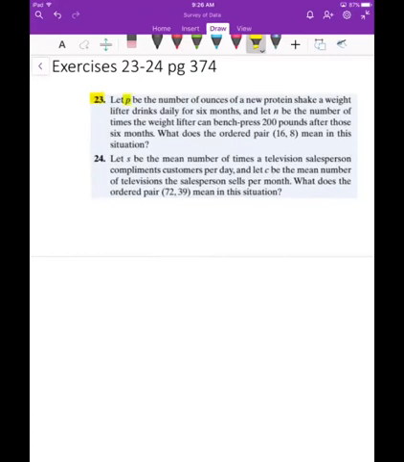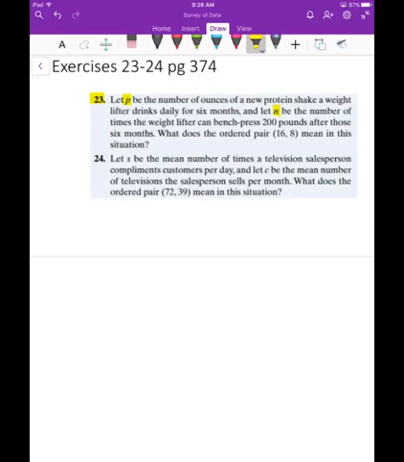Here again, we have 2 variables. P is the number of ounces of a new protein shake a weightlifter drinks daily for 6 months. Okay, that's a lot of information, but summarize it up in your head, the number of ounces we drink in our protein shake. Okay? N then is the number of times the weightlifter can bench press 200 pounds after those 6 months.